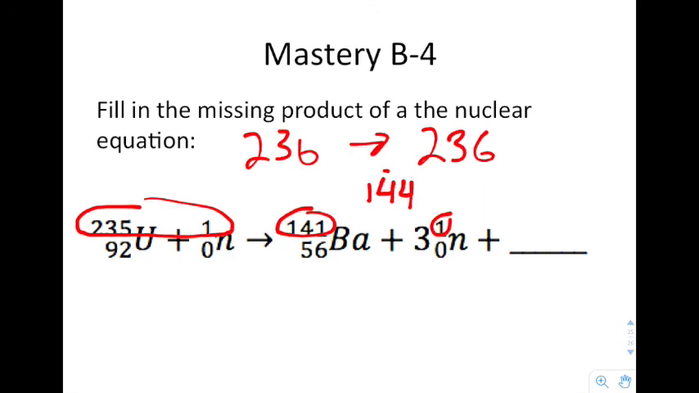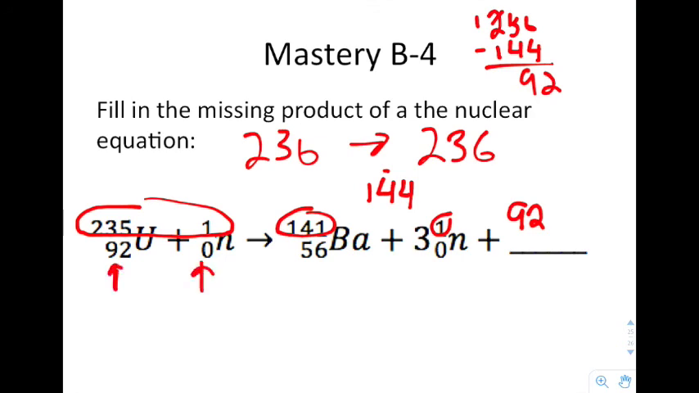So in order to figure out what's missing, I would have to say 236 minus 144. Whenever you subtract those two, you end up getting 92. So I know that this missing particle has to have a mass of 92. Now I need to figure out the protons. I have 92 protons and 0 protons, so that's 92 on the left. I have 56 and 0, so that's going to be 56 on the right.